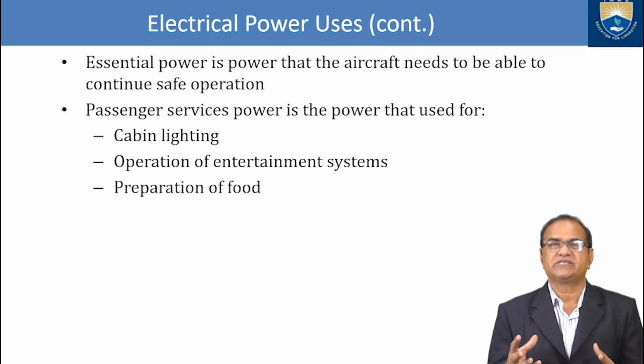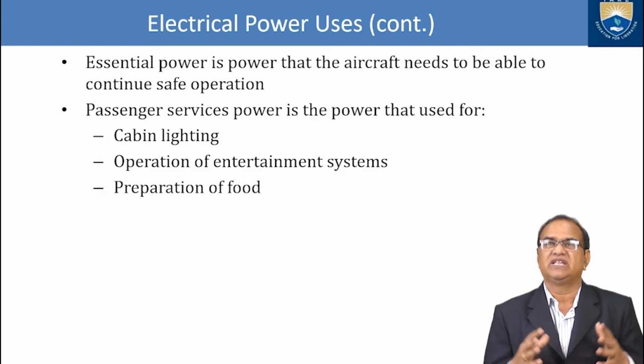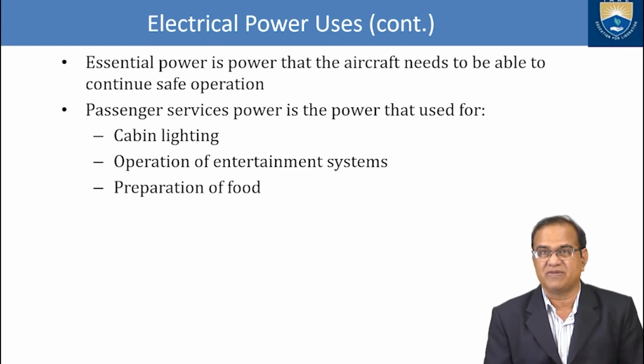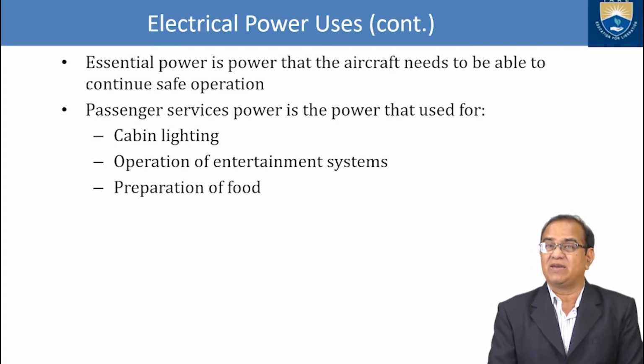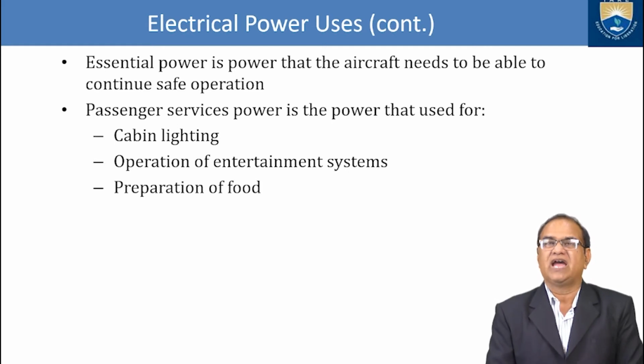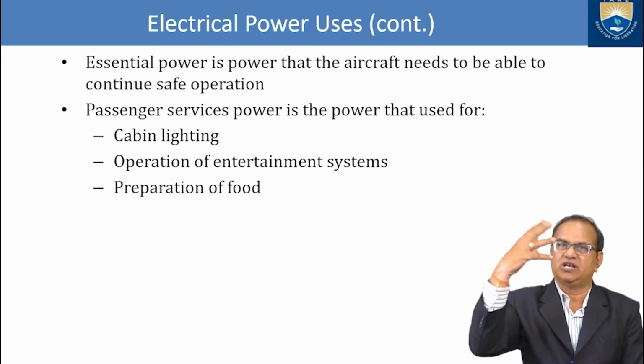These equipments which are very much essential for operation and the safety of the aircraft are called the essential power requirement. Now, if I talk about the passenger services, this is the power that is used for the cabin lighting. You might have seen in passenger aircraft, Airbus and Boeing, in front of the passenger you have the light. This you can switch on.